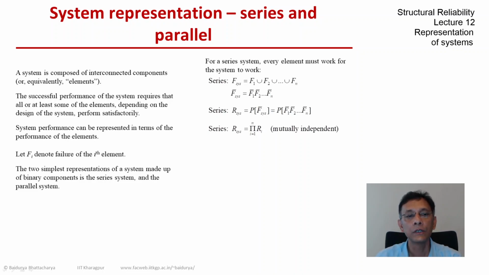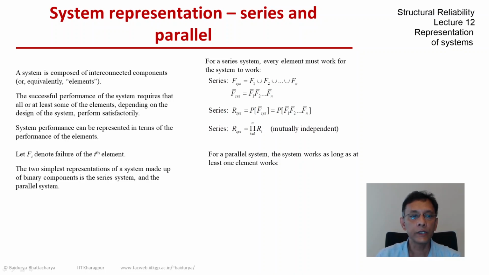This is also one of the drawbacks of the series system, because even if all the elements have high reliability by themselves, the product of each of those finally might lead to a number that is not high enough. So that is one of the essential drawbacks of the series configuration.